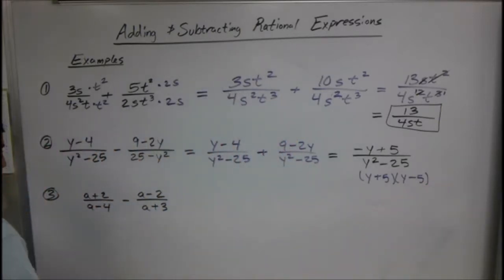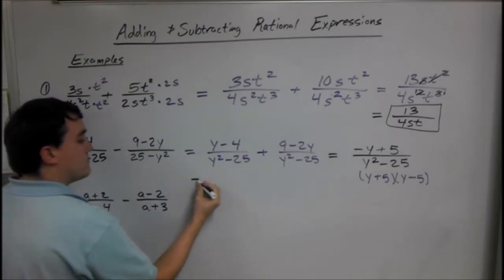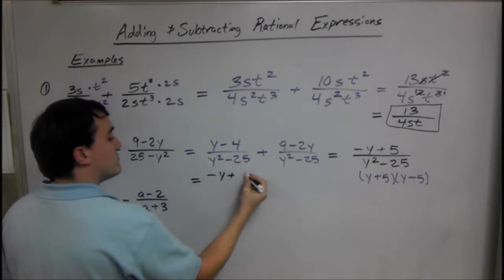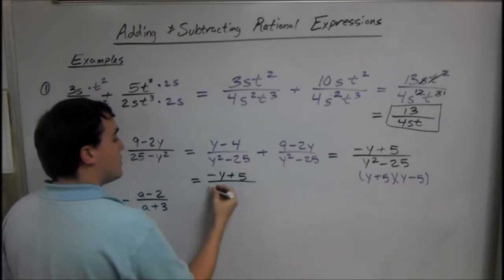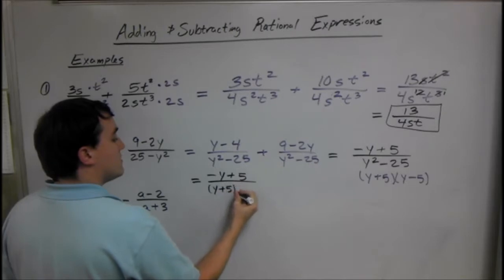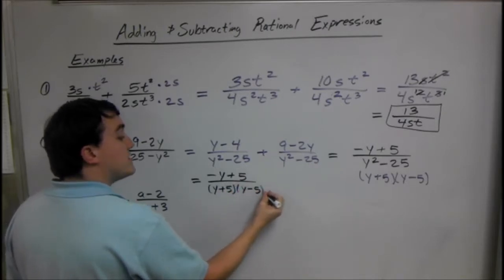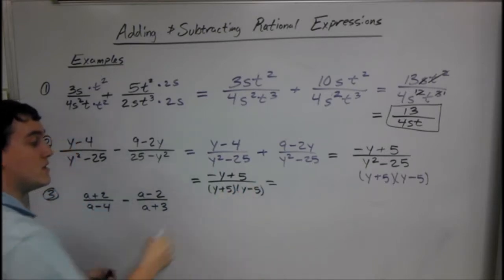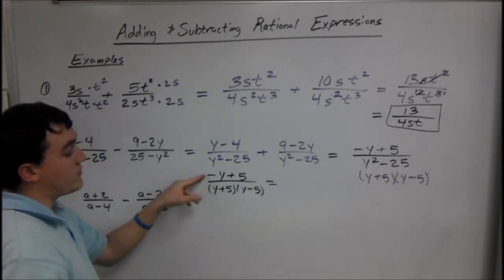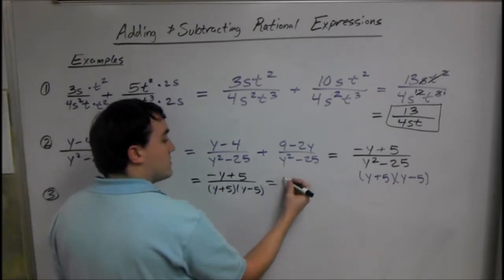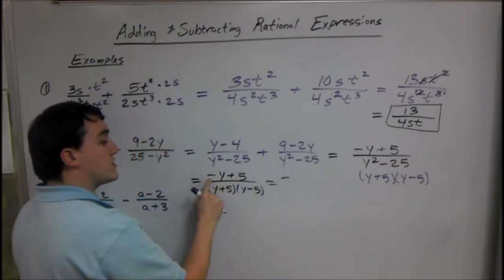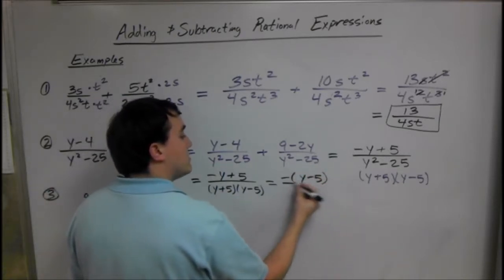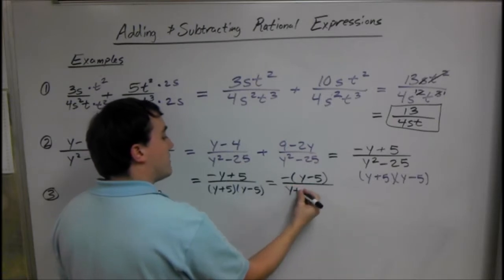So we're not quite done with this one. We have negative y plus 5 over y plus 5, y minus 5. Now we see again, this looks similar to one of these. So we could probably cancel something out. If we factor out a negative out of this, if we take away a negative from both, it's going to become y minus 5 over y plus 5, y minus 5.